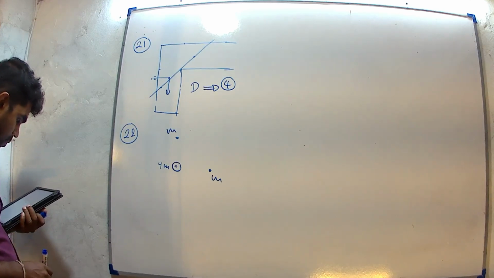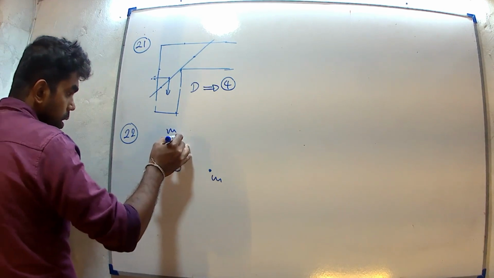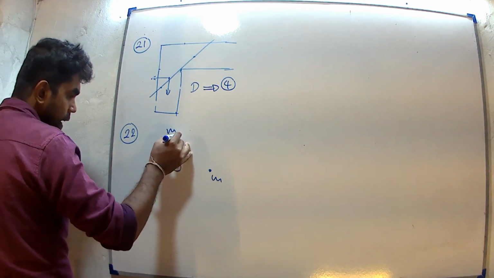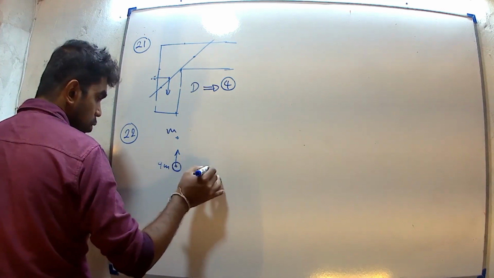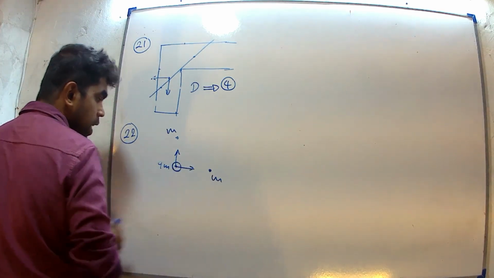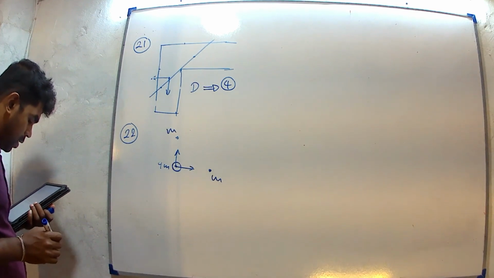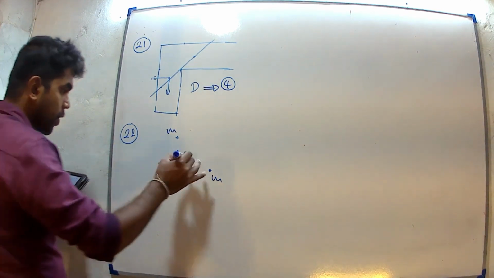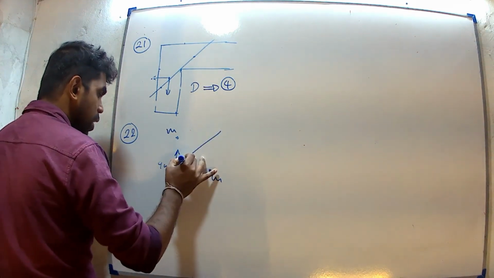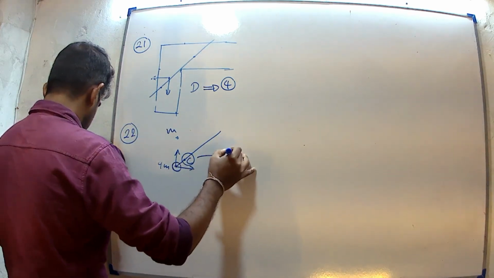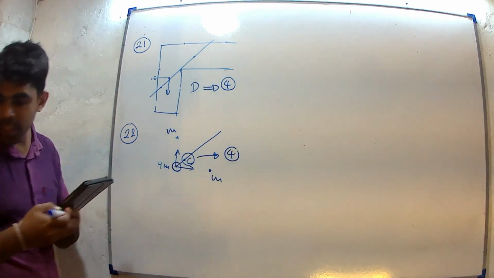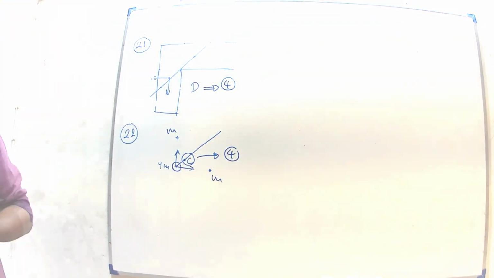Then, due to this weight, the center of gravity is moving in the upward direction. Due to this weight, it is moving in the right hand direction. Then the answer should be C for question number 22. It is a point like this. Then the fourth one is the correct answer for question number 22.